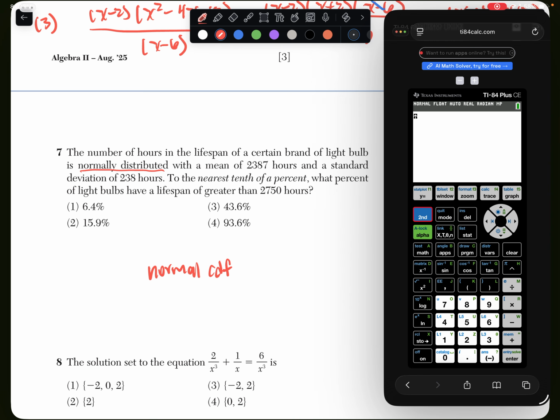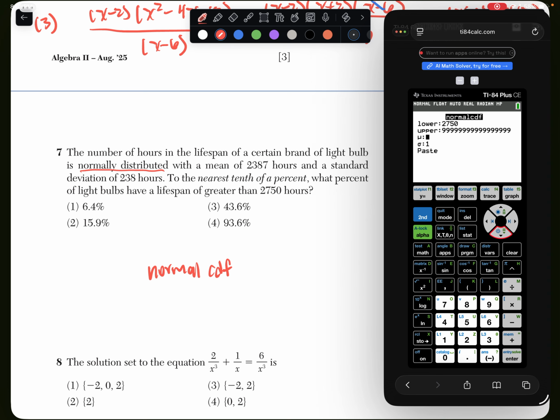Okay, it's second, and then you press where it says var. Above it says distribute. So this will be distribution, and then you go down to 2, and then you get normal CDF. If you have the new calculator, you should get a step that guides you through it. So for the lower bound, we do have a lower bound. It says what percentage of light bulbs have a lifespan greater than 2750. So that's going to be my lower bound. And then my upper bound, I'm just going to enter a really, really big number, because you can't really type in infinity.